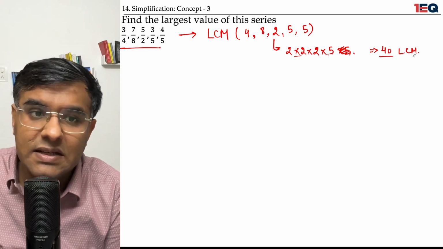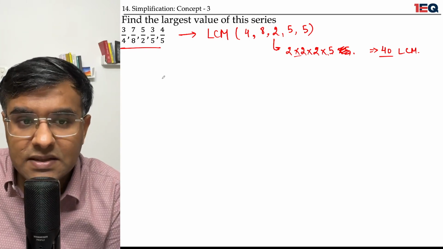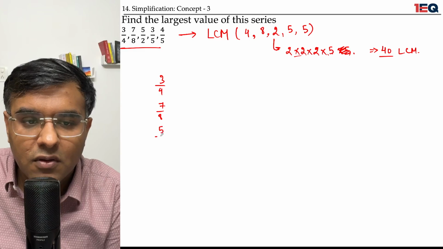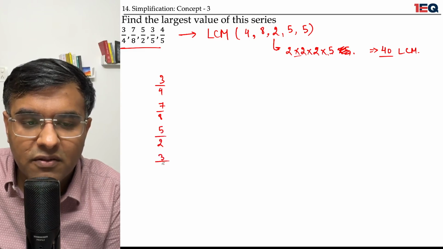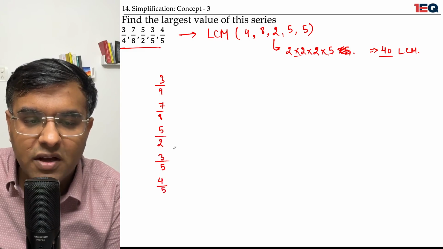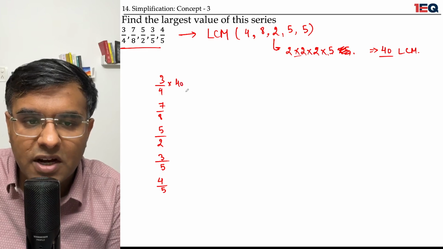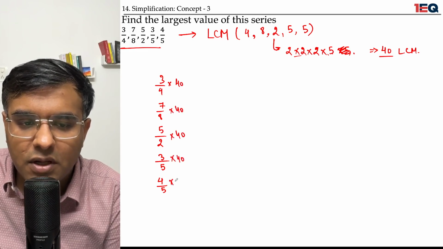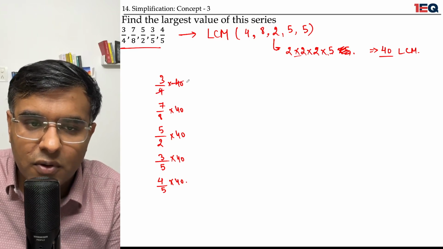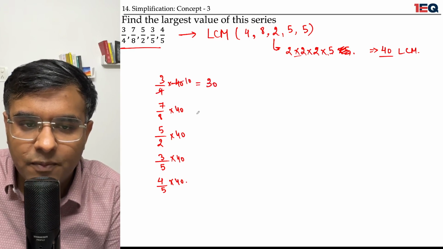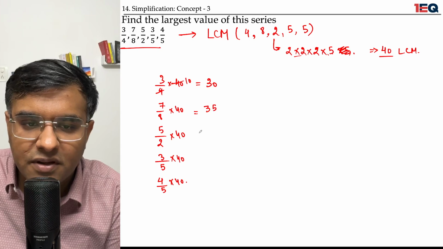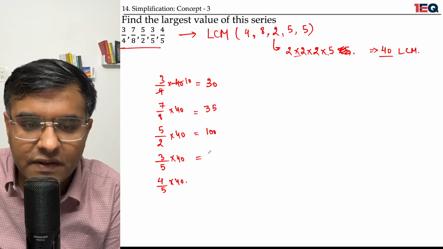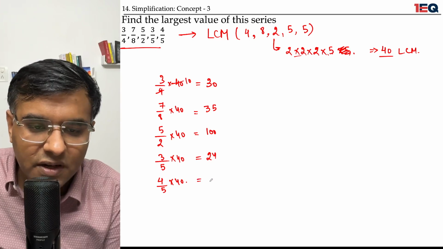Now I need to multiply this LCM with all the fractions separately. So 3 by 4 into 40, 7 by 8 into 40, 5 by 2 into 40, 3 by 5 into 40, and 4 by 5 into 40. Simple. 4 tens are 40. This gives me 30. 8 fives are 40. This gives me 35. This is 100. 2 twenties are 40. And 5 eights are 40, so another 24. 8 fours are 32.